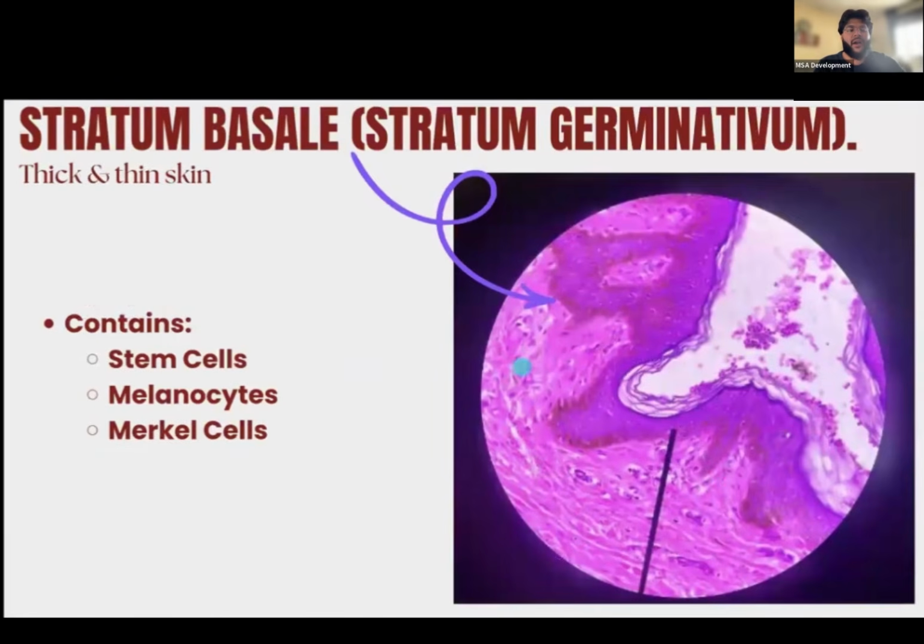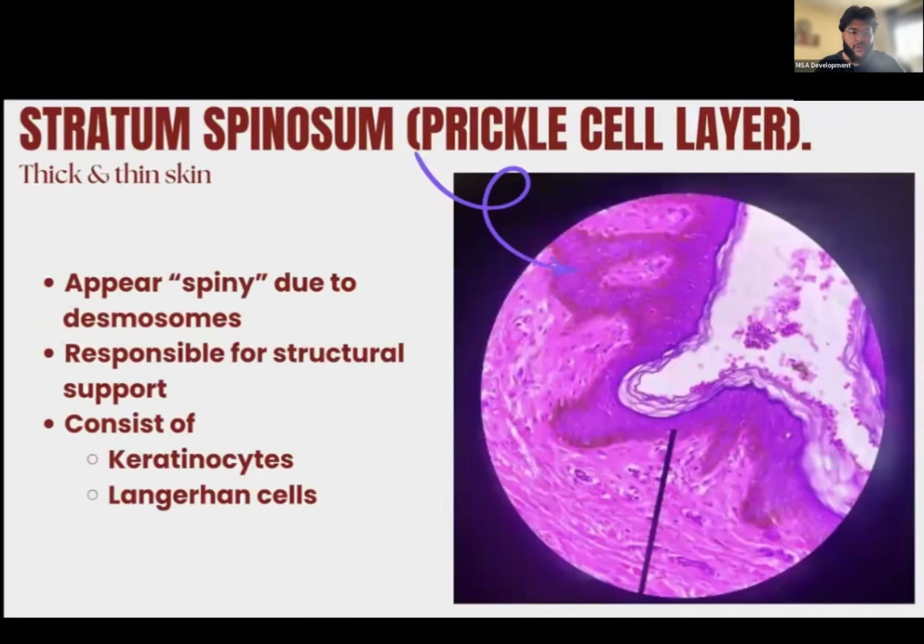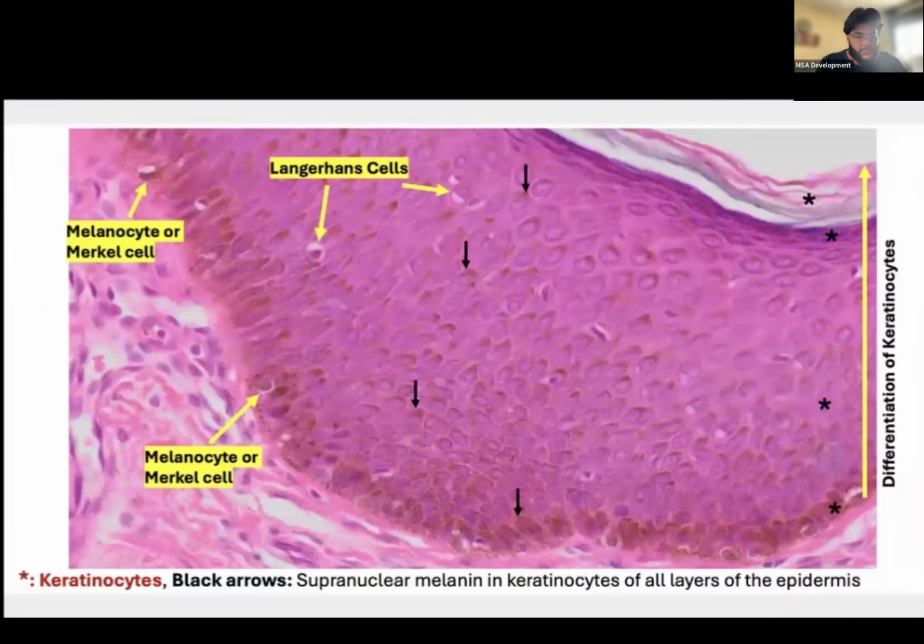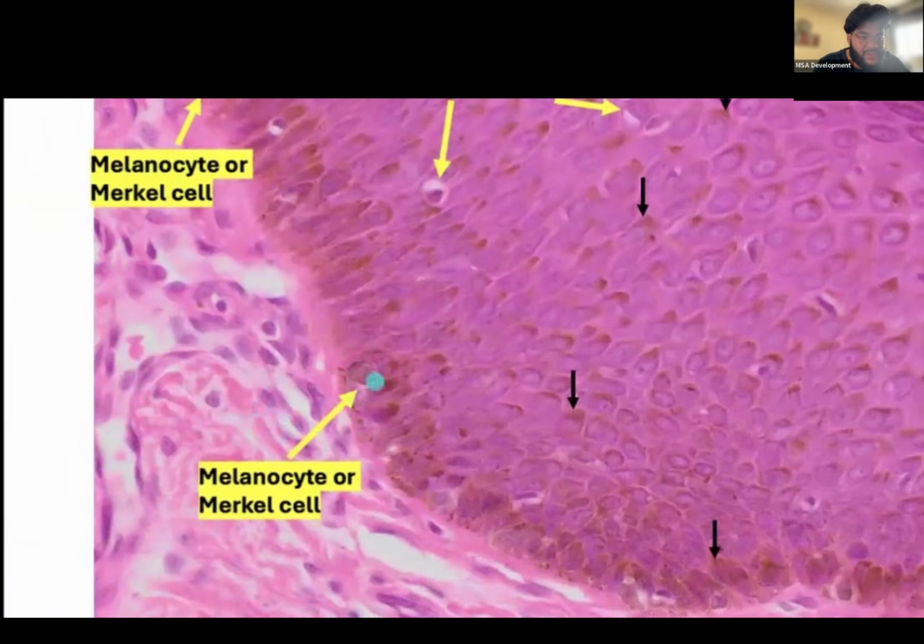So now I have all of the layers and features of these layers, but you did not really take them in depth in your histo lab, so I'll just leave these slides here. You can go and read them in your own time. Okay. Let's quickly talk about our melanocytes and our Langerhans cells.